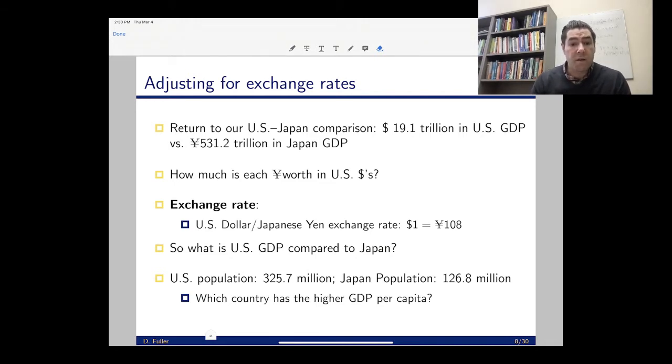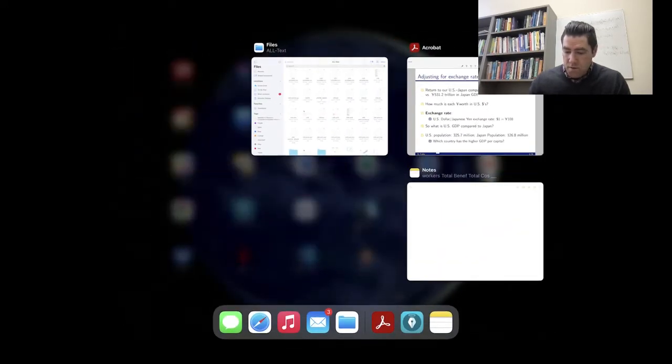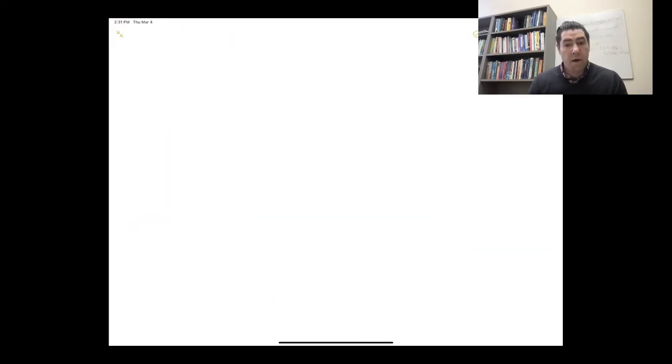Currently, the US dollar to Japanese yen exchange rate is 1 US dollar will give you 108 Japanese yen. So if you take $1 to the bank and ask for Japanese yen back, they will give you about 108 Japanese yen. Okay, so we can use that information to calculate or convert the Japan GDP in terms of US dollars. So let's go here and have a look.